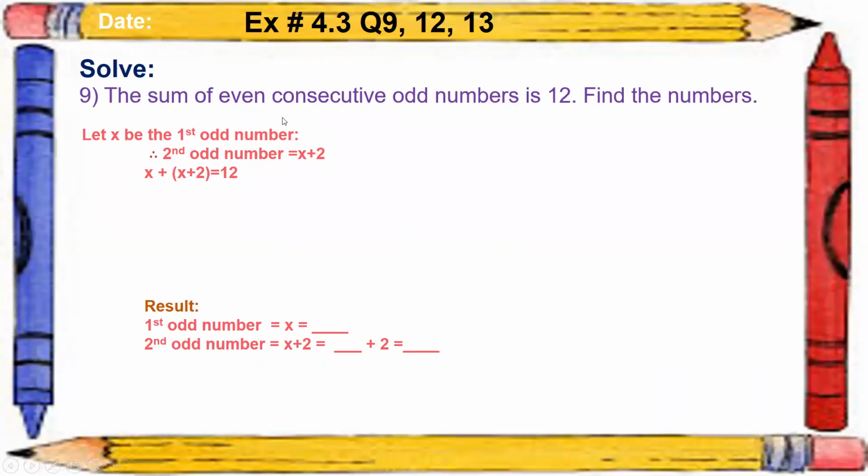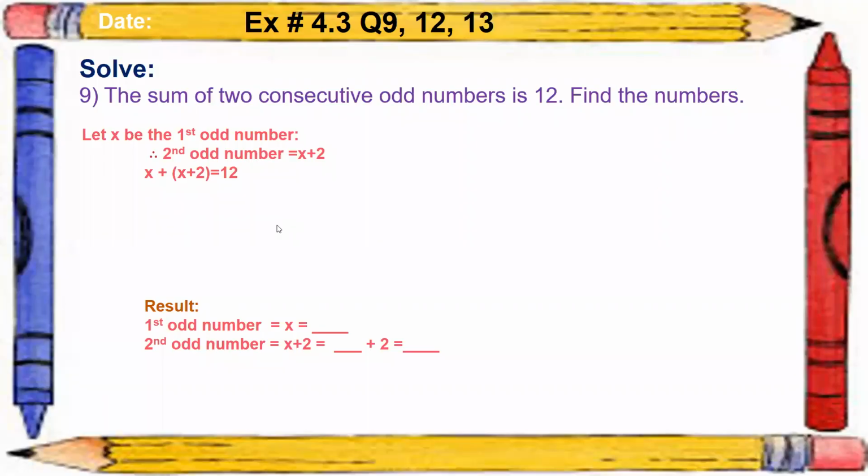So question number 9: the sum of two consecutive odd numbers is 12. Find the numbers. Okay, the sum of two consecutive odd numbers is 12. Find the numbers. So let x be the first odd number, so the second odd number will become x plus 2.